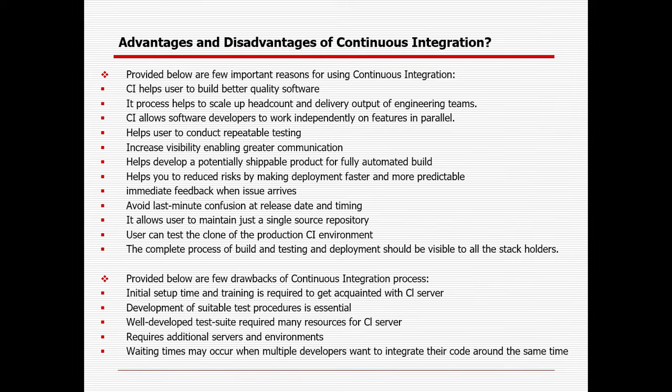It allows users to maintain just a single source repository. If users can test a clone of the production CI environment as well, the complete process of build, testing and deployment should be visible to all the stakeholders. Testers can have a look, business analysts can have a look, the client side can have a look, the management side can have a look. So testers, developers, business analysts, and everyone directly associated with the project can have a look at the build, testing and deployment activities.